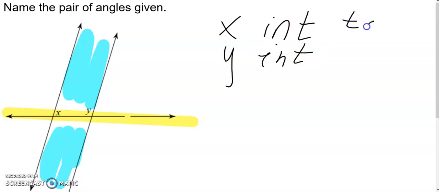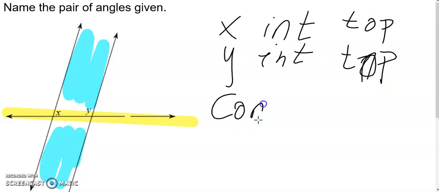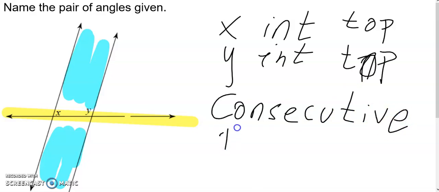X is on top of the yellow line. Y is on top of the yellow line. They are on the same side. So these are what we call consecutive. They are right in a row. Consecutive. Gosh, I forgot how to spell. Consecutive interior angles. Some people will say same side interior angles. I would take either one.